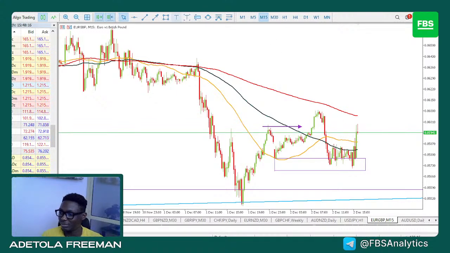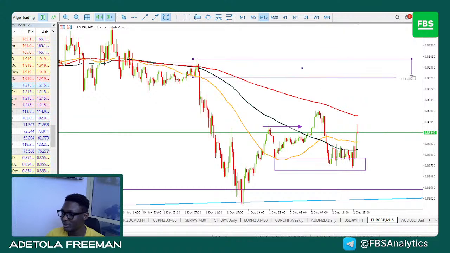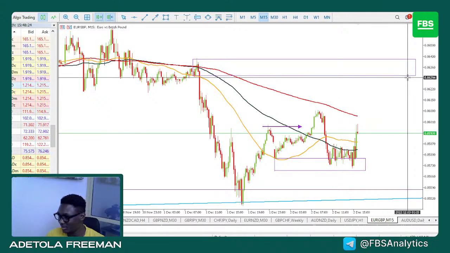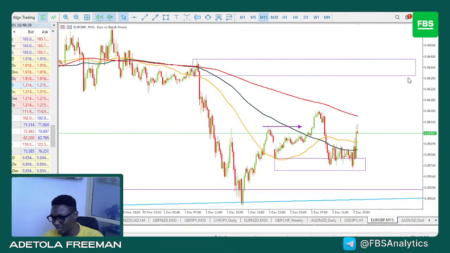So naturally my expectation would be that EURGBP comes all the way up here, somewhere around 0.86295.